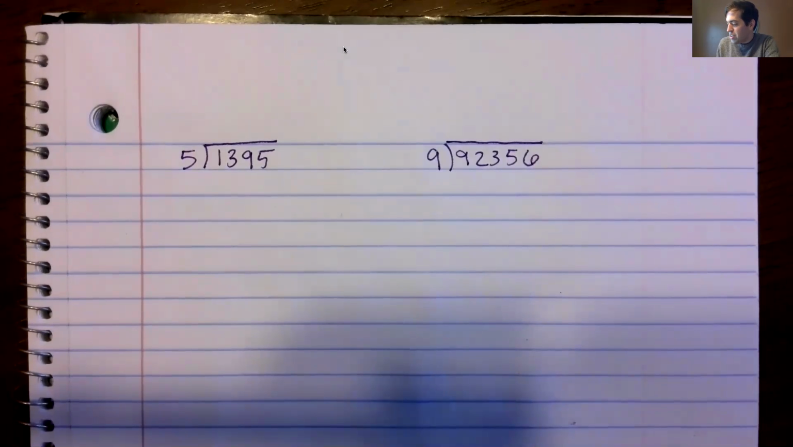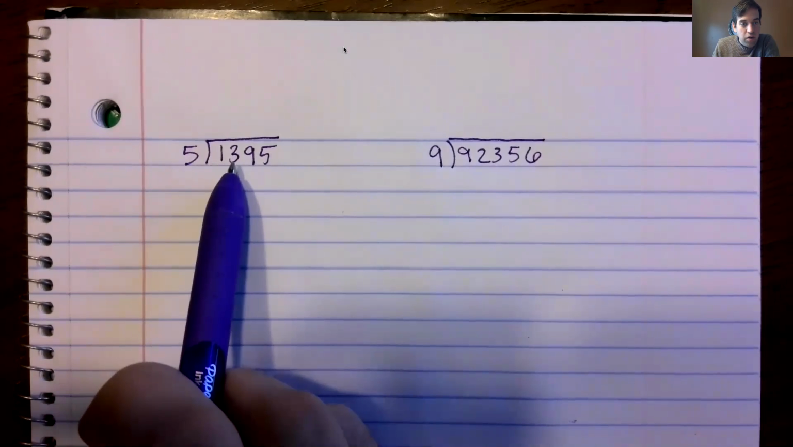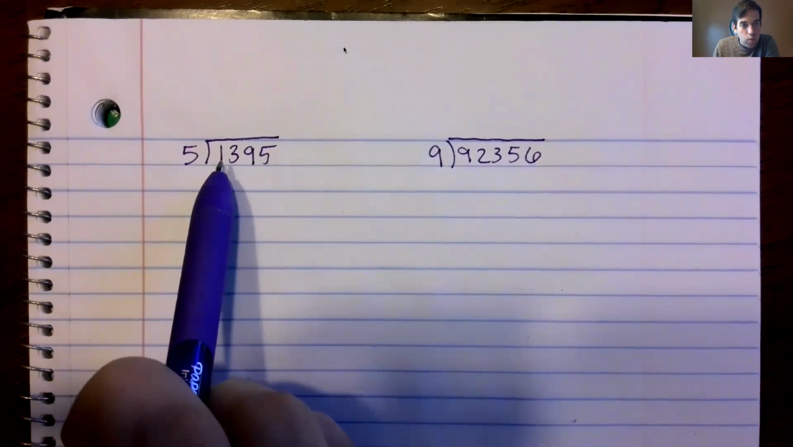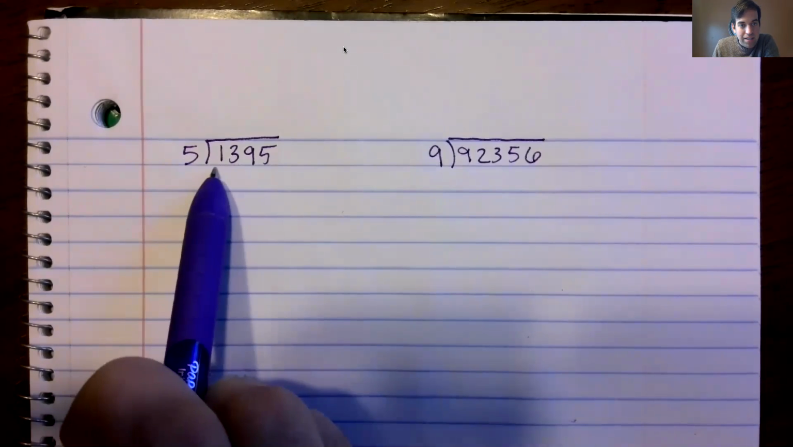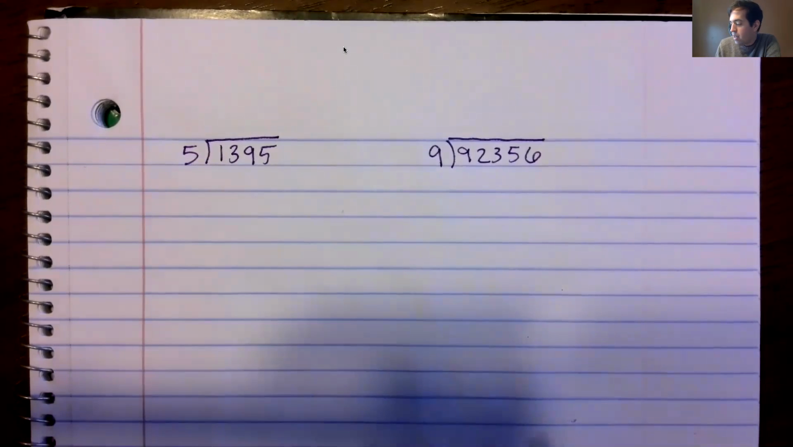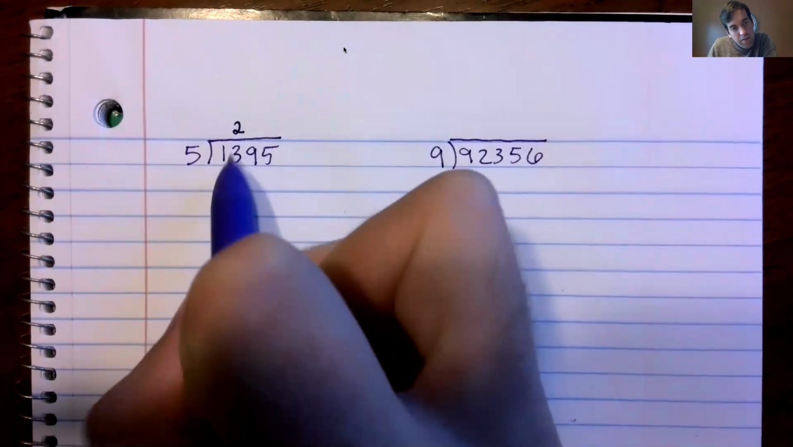So let's try this. This question is 1,395 divided by 5. And we say, how many times does 5 go into 1? Well, 5 doesn't go into 1. So we immediately expand to think about 13. How many times does 5 go into 13? The answer would be 2. So we line up a 2 above the right side of the 13, so above the 3.